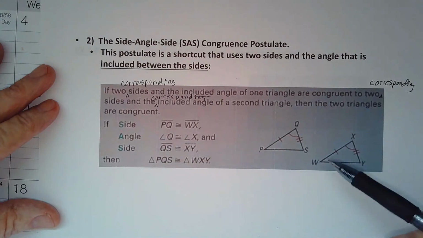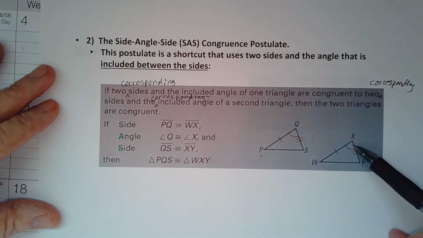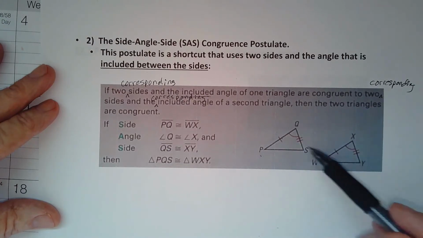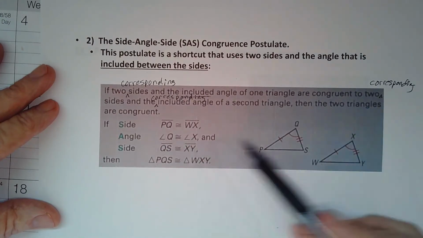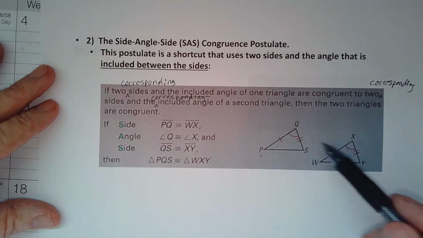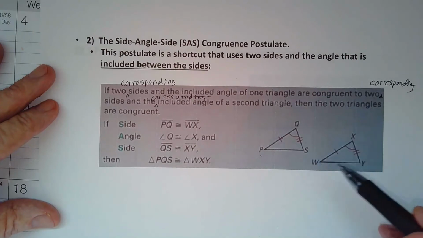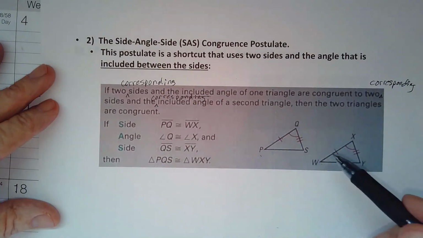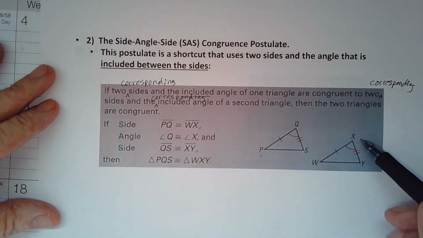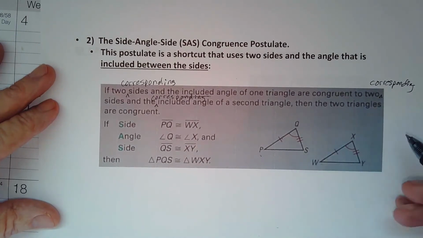So here you see it. Side PQ here is congruent to WX. Why? Because the little tick marks tell us so. Angle Q is congruent to angle X. Why? Because the arcs, the single arc on each one, shows us that it's congruent. And then side QS, here's QS, is congruent to XY. Why? Because you've got two tick marks on each one.